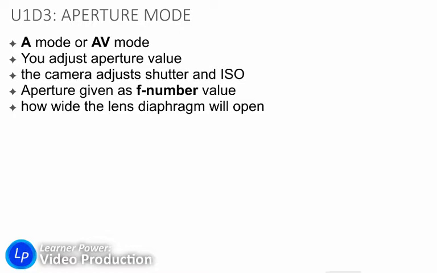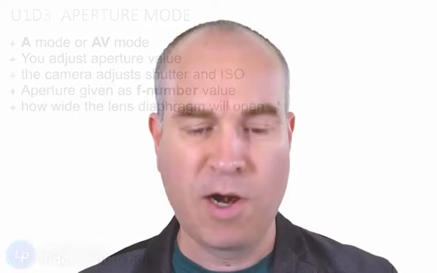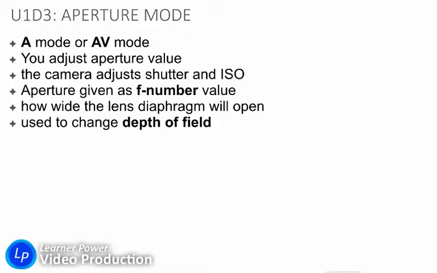Do you want to let in a wide amount of light or a narrow amount of light? So aperture means opening, and by changing the aperture number, you're enlarging or shrinking the opening that light goes through to get to that CCD inside the camera. Now, why would you do that? Well, you do it to change depth of field.